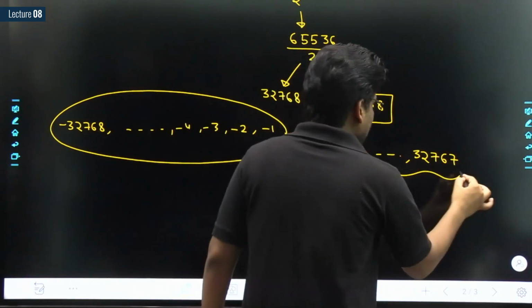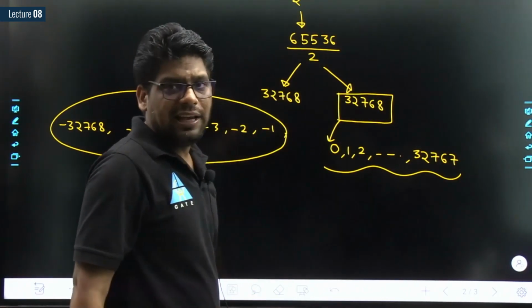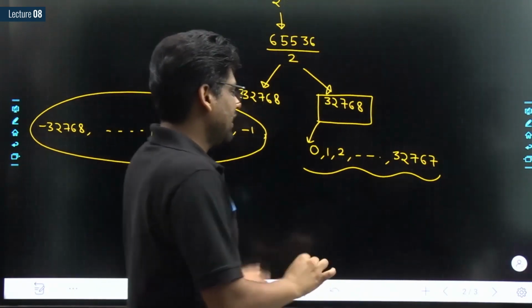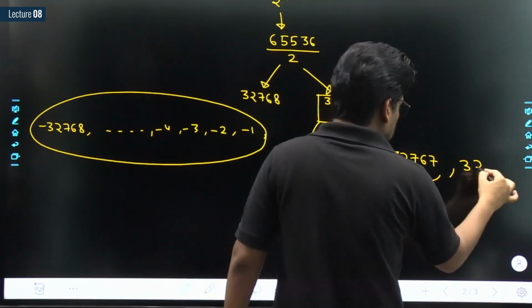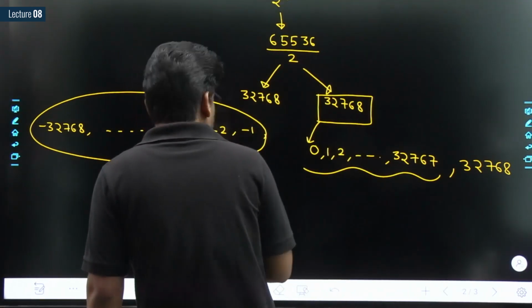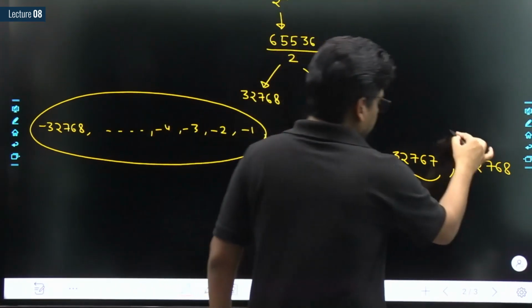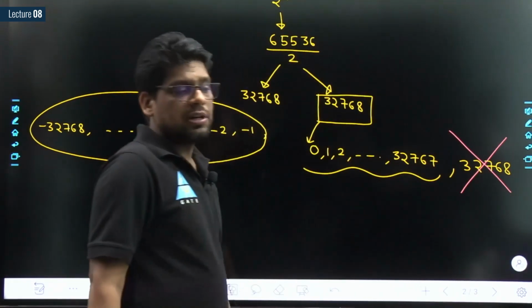How many are they? What is the count of these numbers? 32768. Try to understand. Can we store 32768 in a signed short integer that takes 16 bits? No. Please make your concept clear.